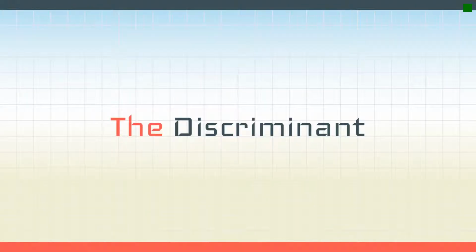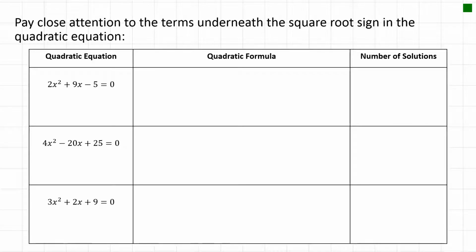The discriminant. What I want you to do is to pay close attention to the terms underneath the square root sign in each of these quadratic equations.